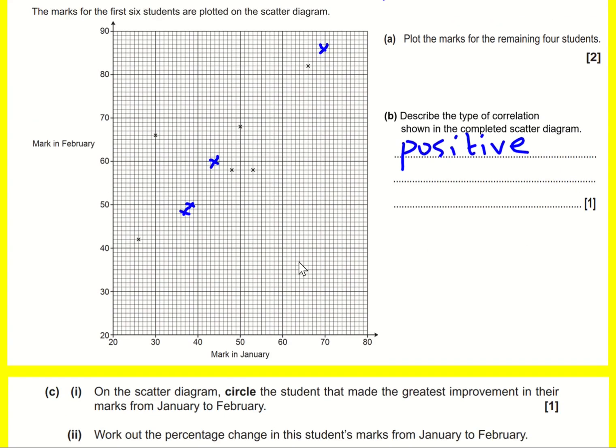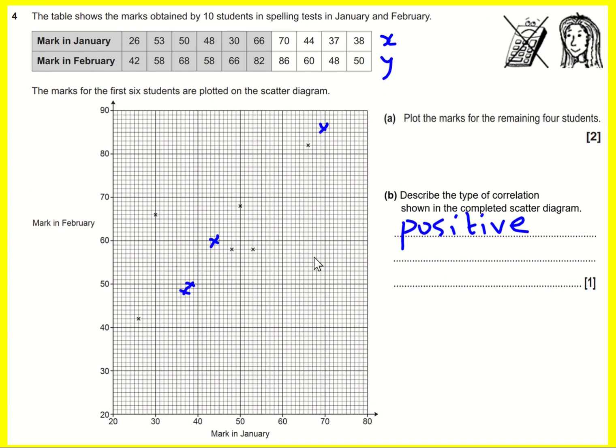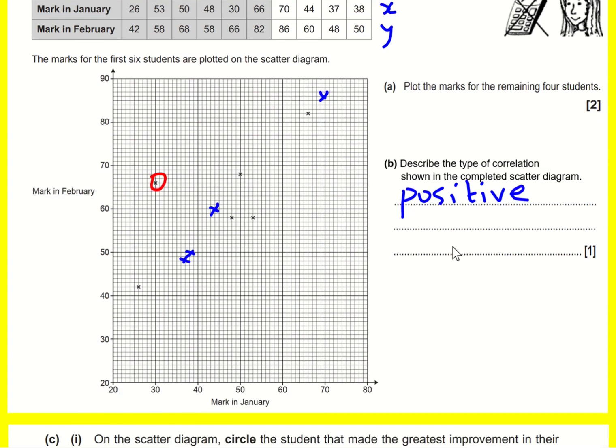Circle the student who's made the greatest improvement from January to February. Well, if we just sort of go down this way, we can see they've improved, haven't they, a little bit, but where's the greatest improvement? Here's quite significant improvement from 26 to 42, but that's not as big as this improvement here. It's gone from 30 to 66. That's an improvement of 36, and that is going to be the one with the greatest improvement.